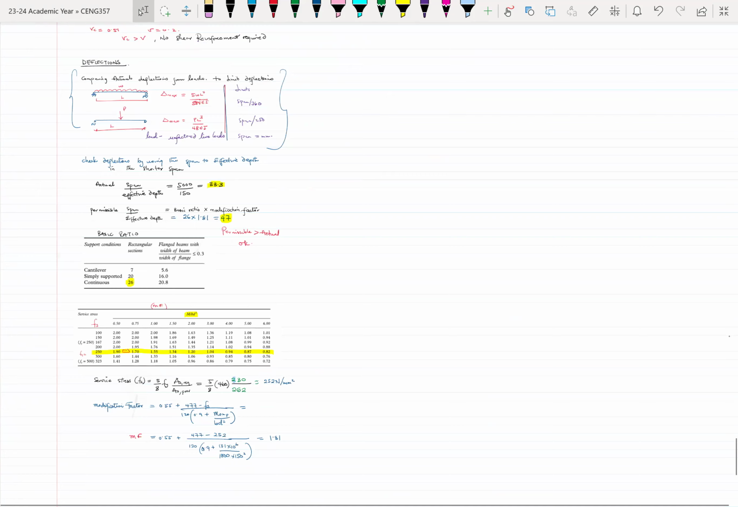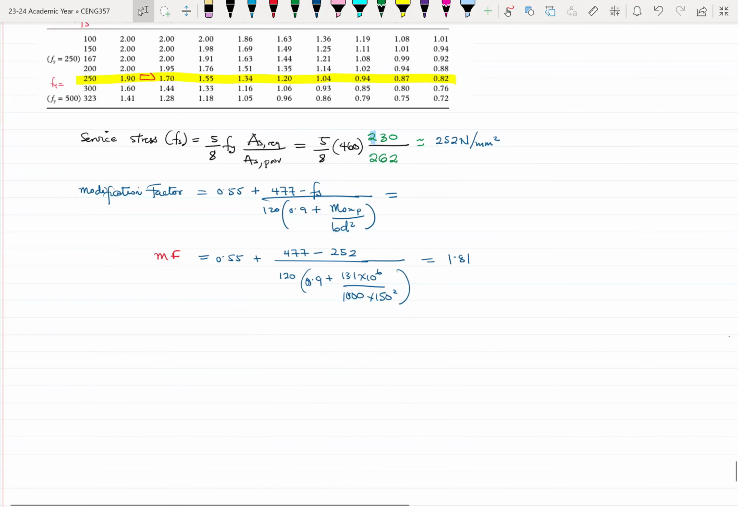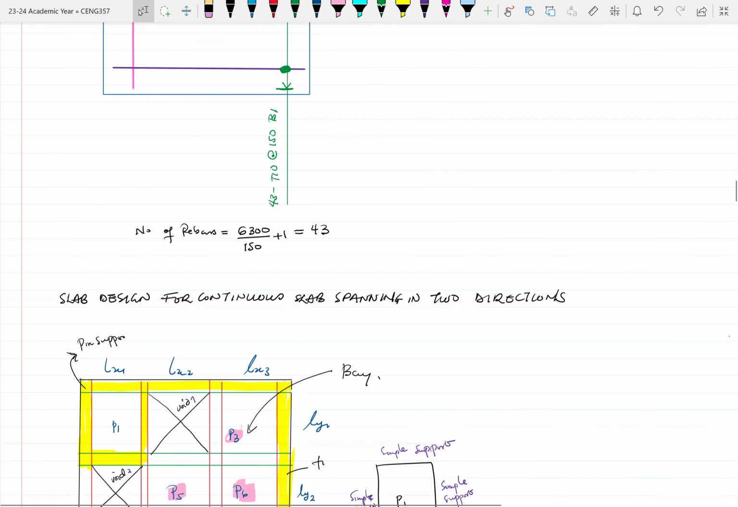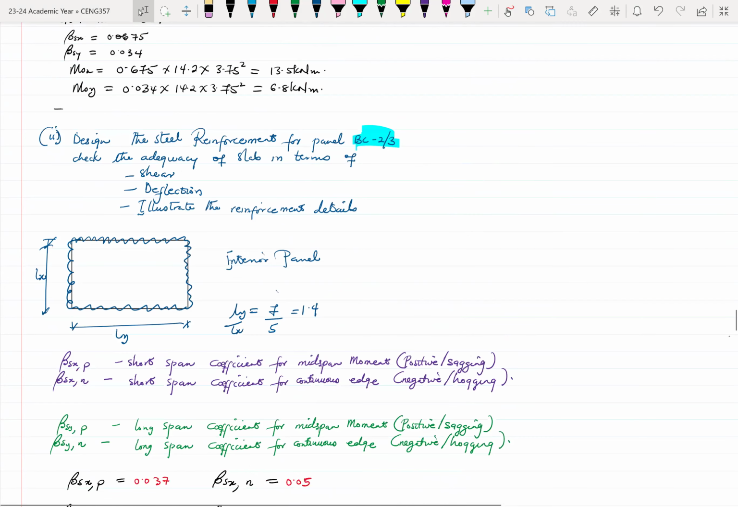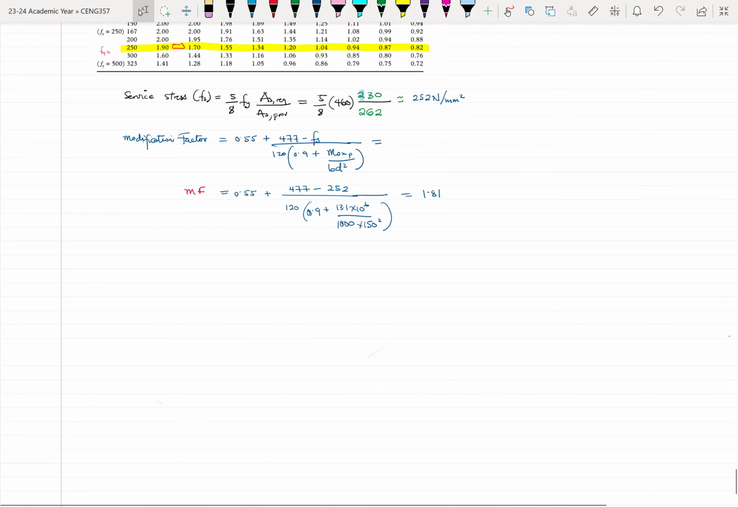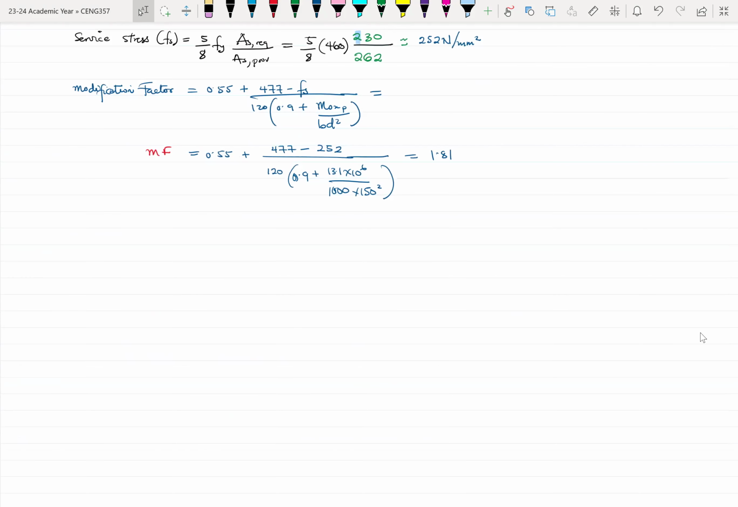Now the next thing will be to sketch our reinforcement arrangement. All right. So let's see how to get that one done. Okay. So I'm going to just draw. Let me draw the shape.